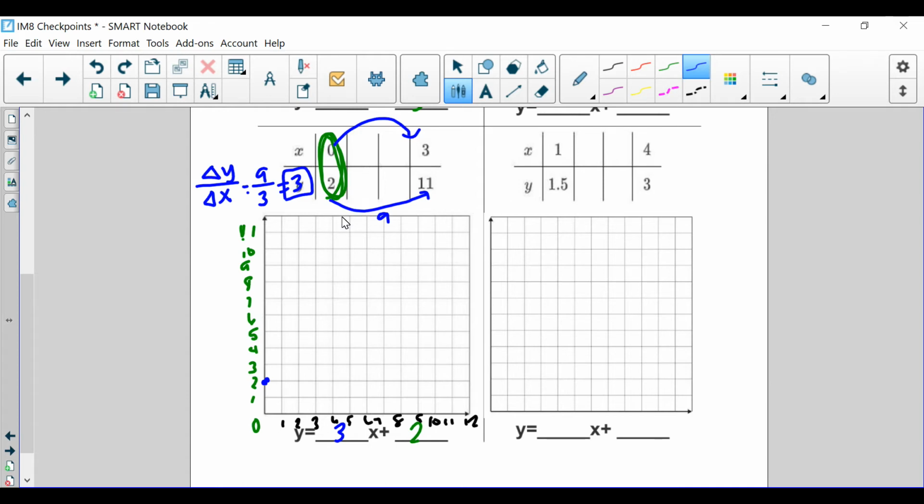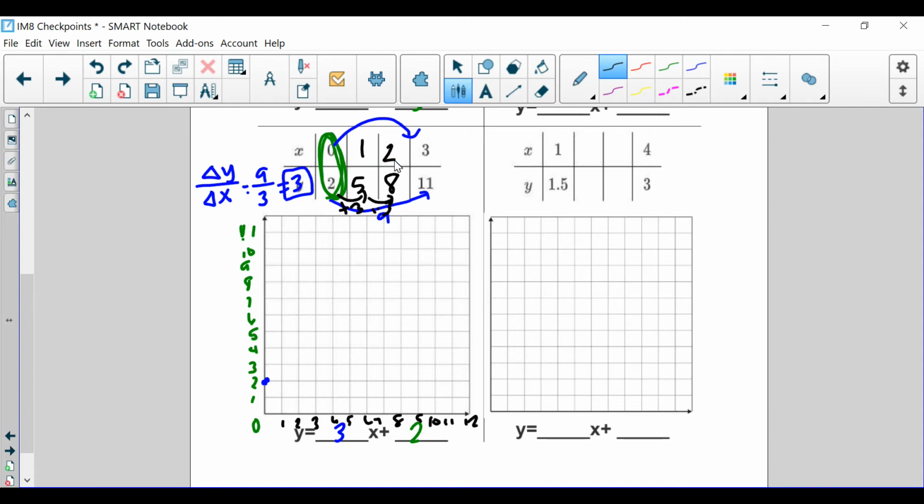Well, if the growth is 3 every time, we're just going to be growing by 3, right? So then that means this one should be what? It should be 5. And then going by 3 again, this next number should be 8. So then we're here. Got it?